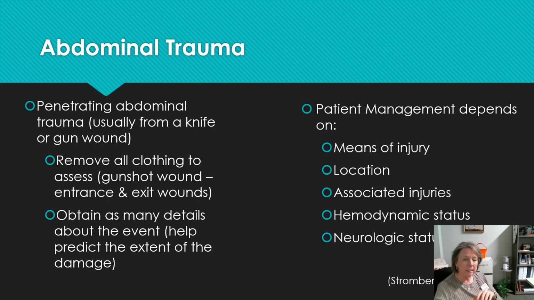Obtain as many details about the event as you can, to help predict the extent of the damage. We need to know, did someone come right up on you and shoot you, this far from each other? Or was this a long distance rifle shot? Or did someone come up with a knife this long, stab you, and run off, and you just have a stab wound? That happens. So we need detail.